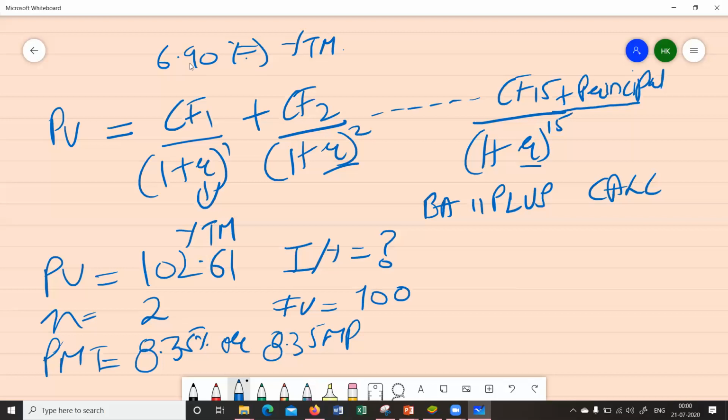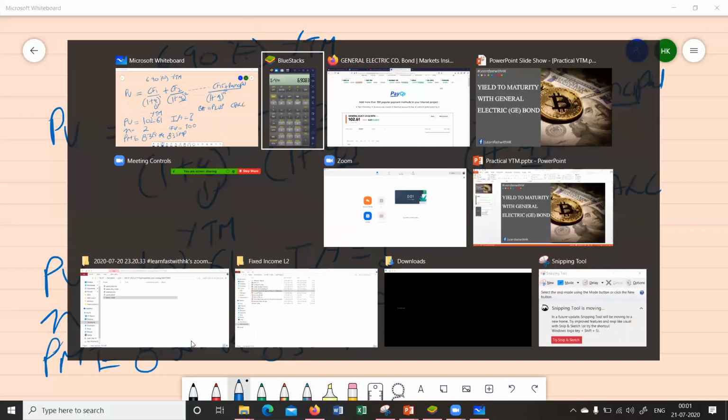It's a two-way thing. Had you bought this bond at a discount, let's say 98 Mexican peso, in that case, your YTM would have been more than 8.35. So this is how it works. And that's how the yield to maturity works.